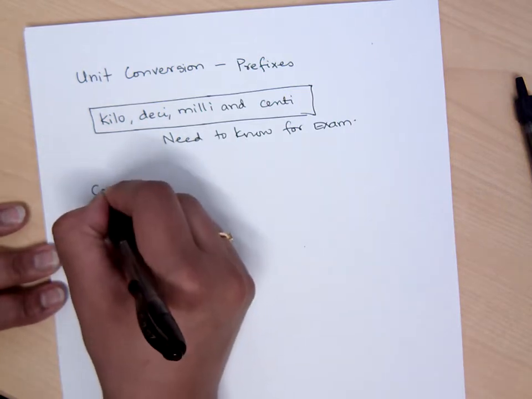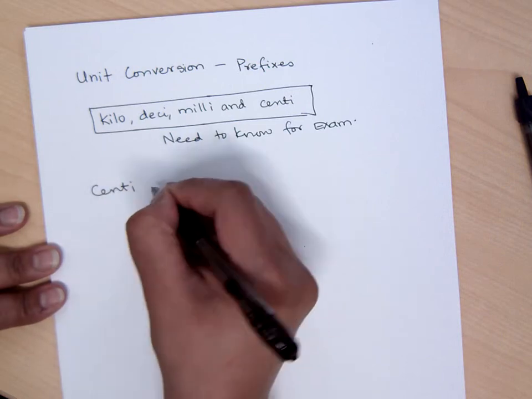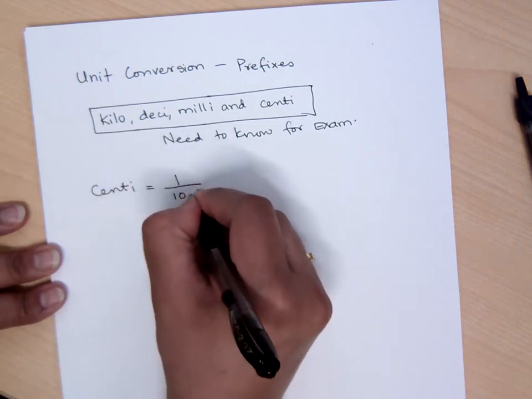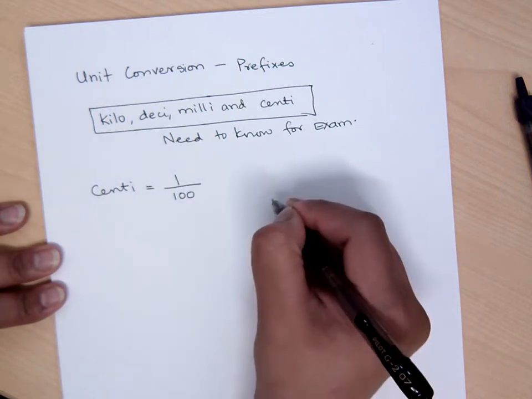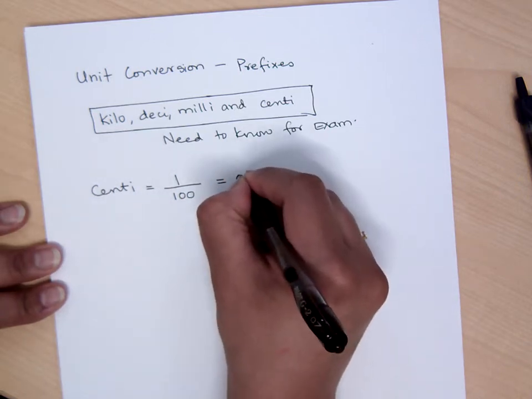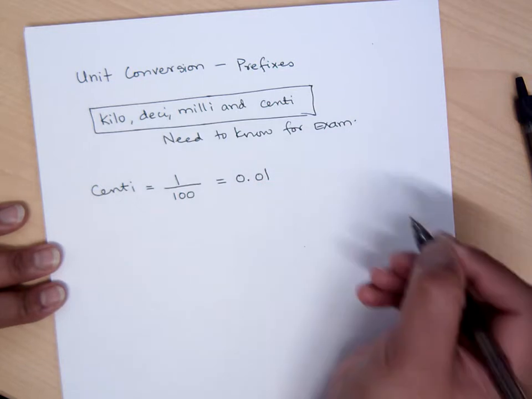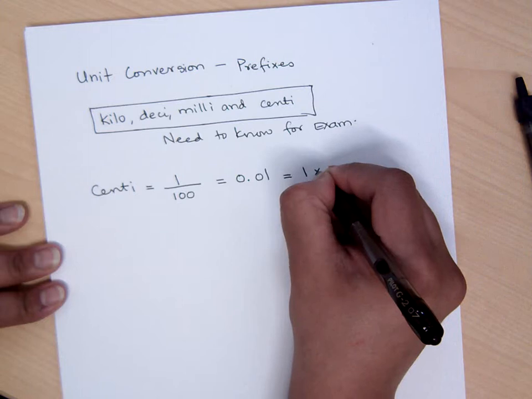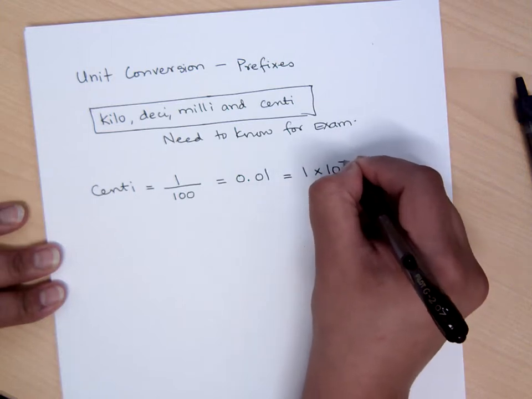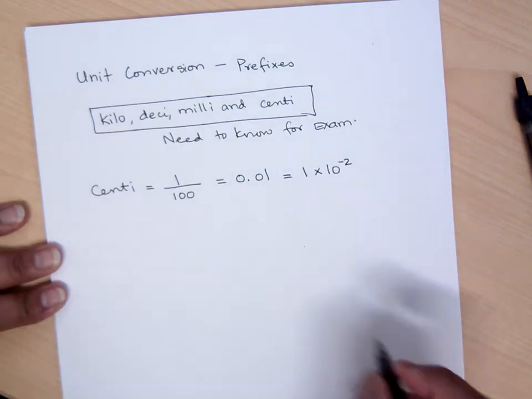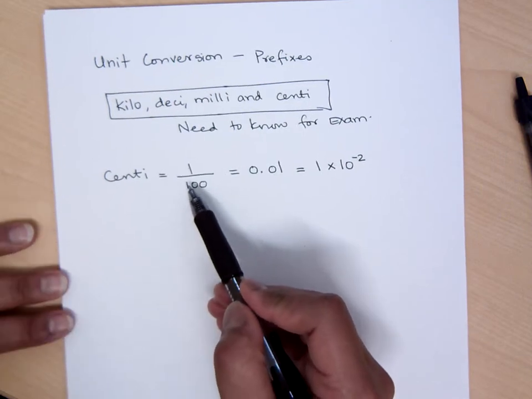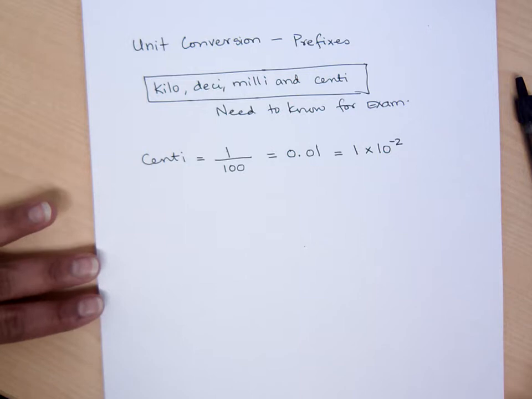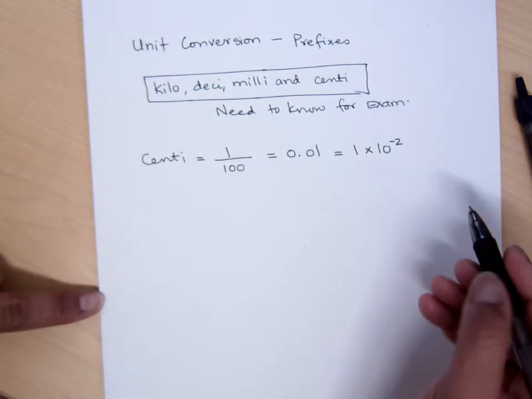Let's pick centi. Let's first understand what a centi means. Centi means 1/100 of a unit. It is also equal to 0.01 of any unit. If you want to write it in scientific notation, it is 1 times 10 raised to the power minus 2 of any unit. You can use any one of these to help you calculate the conversion for any question.